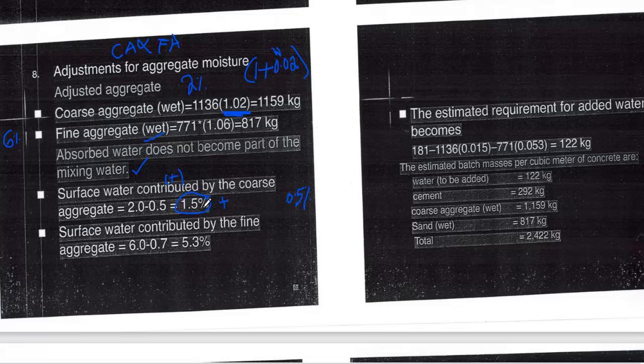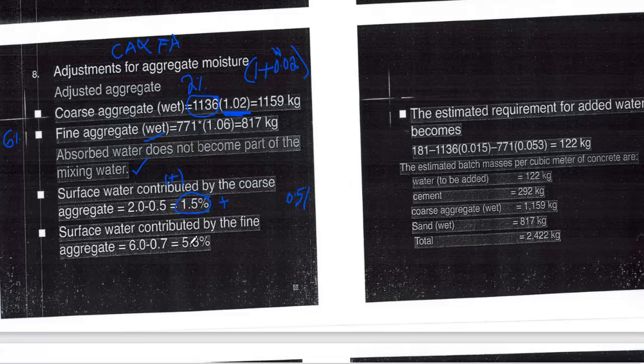1.5%. 1.5% of what? Coarse aggregate. Keep in mind, these percentages are very sensitive. 1.5% of coarse aggregate. Which volume? This volume. This is your original volume.